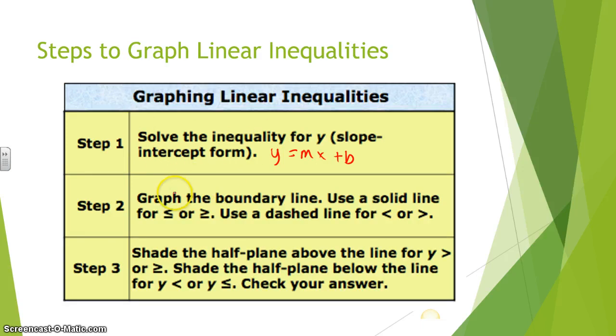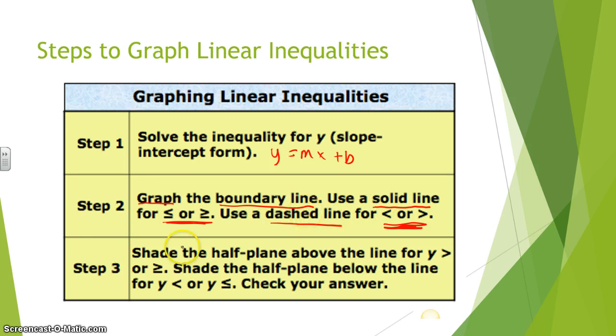After you've put it in the slope-intercept form, we're then going to graph what we call a boundary line. The boundary line is like our linear line connecting the 2 points, but you'll have a solid line for less than or equal to or greater than or equal to, and you'll have a dashed line for less than or greater than. So you'll need to pay attention to the inequality symbols with your equations to determine when you graph if it's a solid or a dashed line.